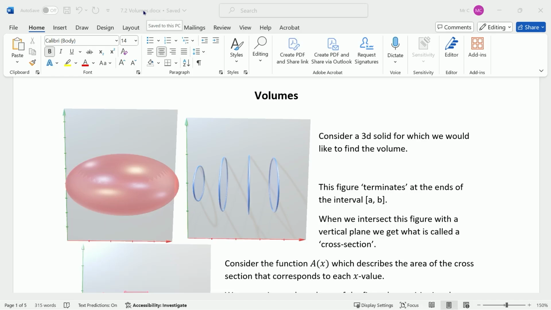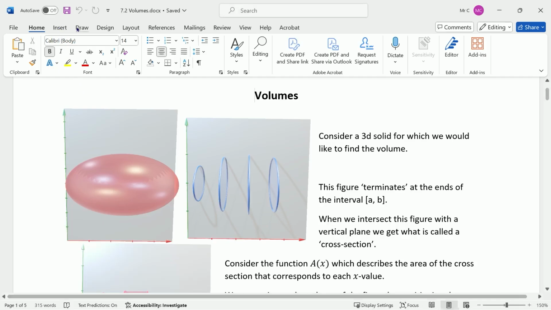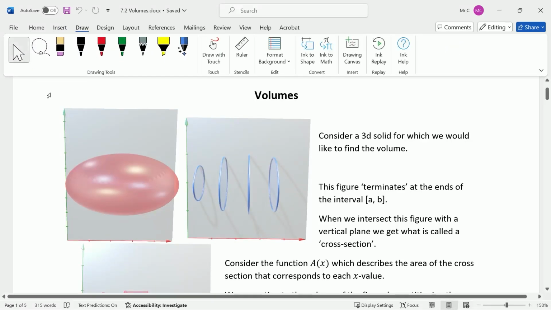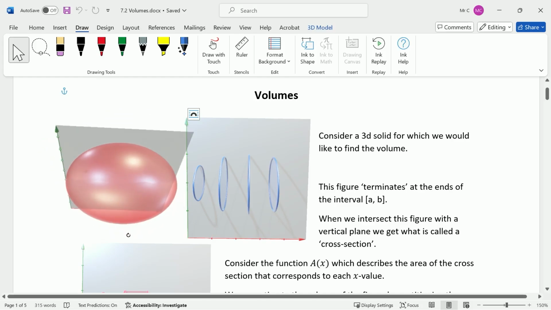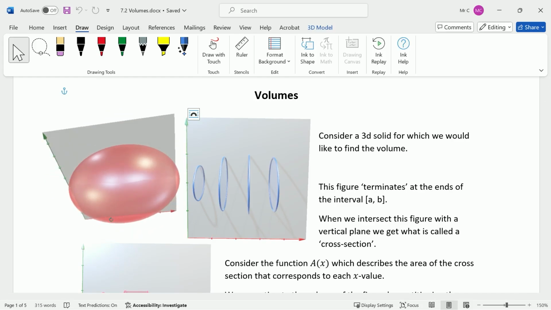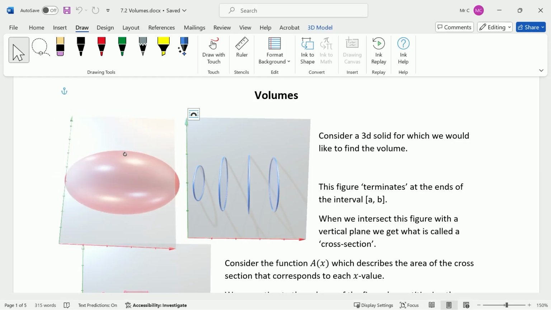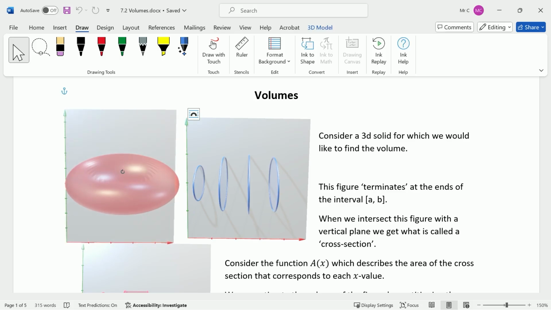So what we're going to be talking about in this video is 3D solids for which we would like to find the volume. So I've got some three-dimensional figures here that we can take a look at. So this one, hopefully it'll work with me on the rotation here. This is an ellipsoid. So it's kind of like an ellipse extended into 3 dimensions.